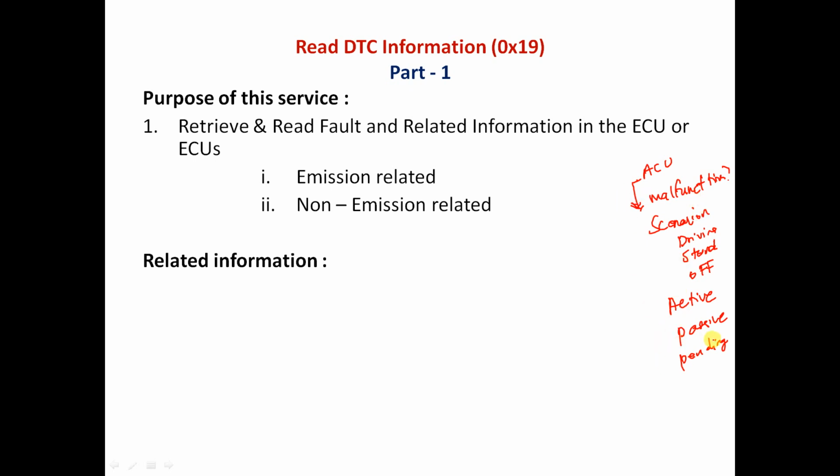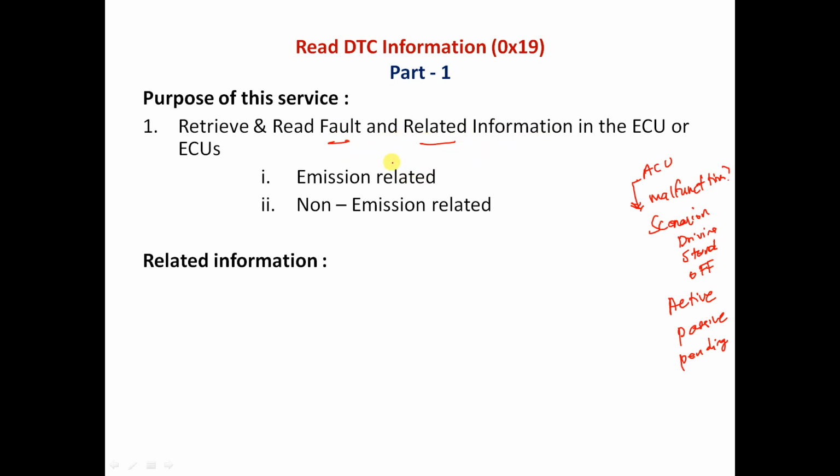So these things we will be discussing, but as of now, understand what related information means: the fault scenario, the occurrence of the fault, the fault status, and again the aging counter of the fault. Everything comes under related information. So you can understand that using the read information you can retrieve the fault and related information.